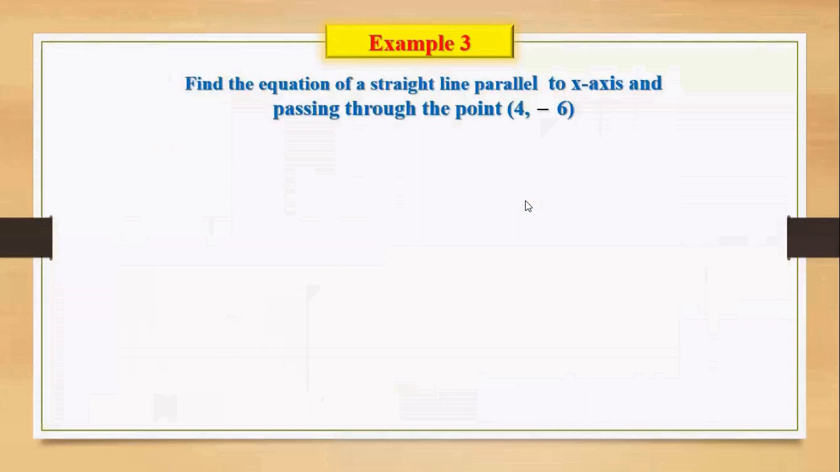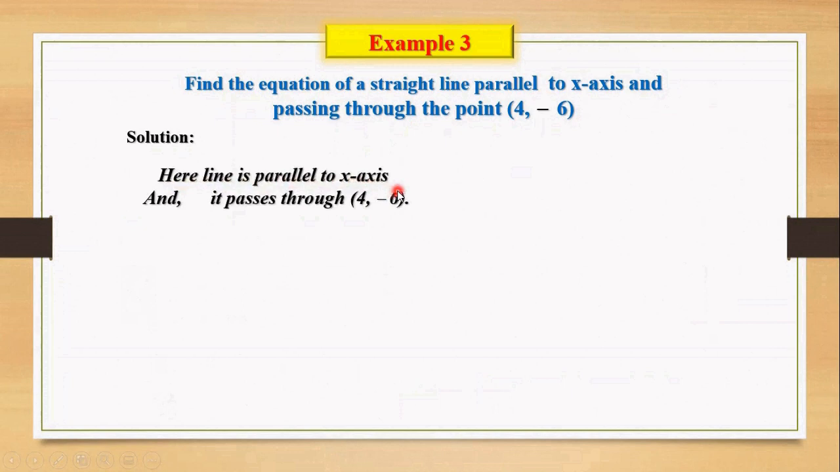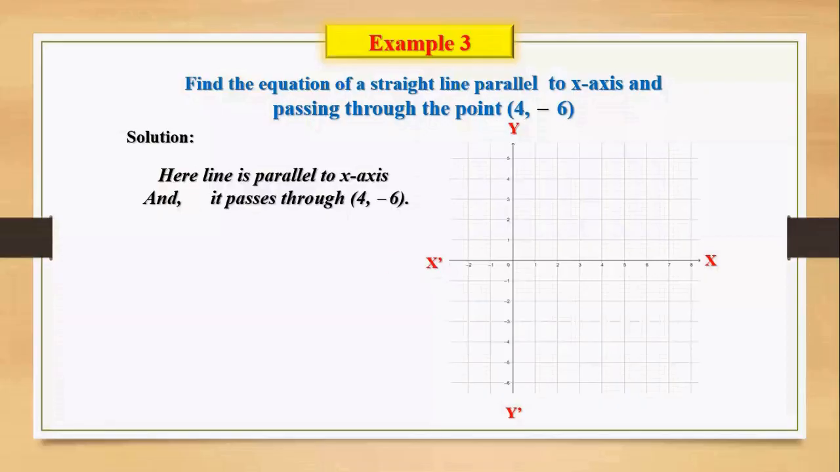One more example, example 3. Find the equation of a straight line parallel to x-axis and passing through the point (4, -6). Here also there are two conditions given. The line is parallel to x-axis and that line passes through the point (4, -6). Let's draw the figure. The coordinate axis is here and the point (4, -6). Let's plot it. 1, 2, 3, 4, -1, -2, -3, -4, -5, -6. Here it is, the point (4, -6).